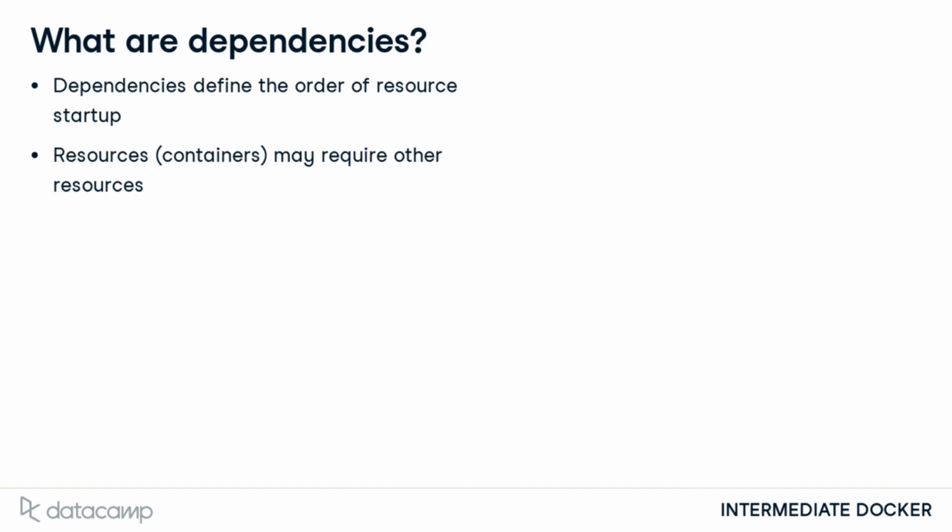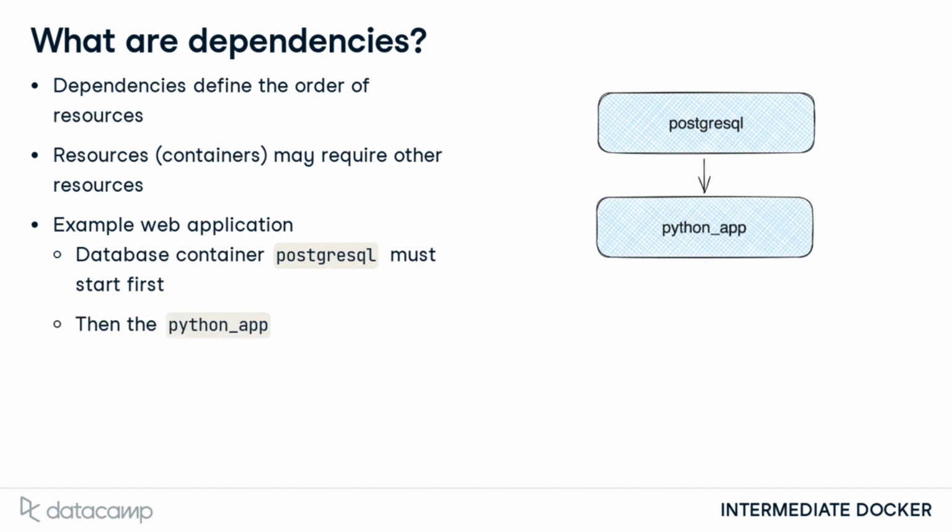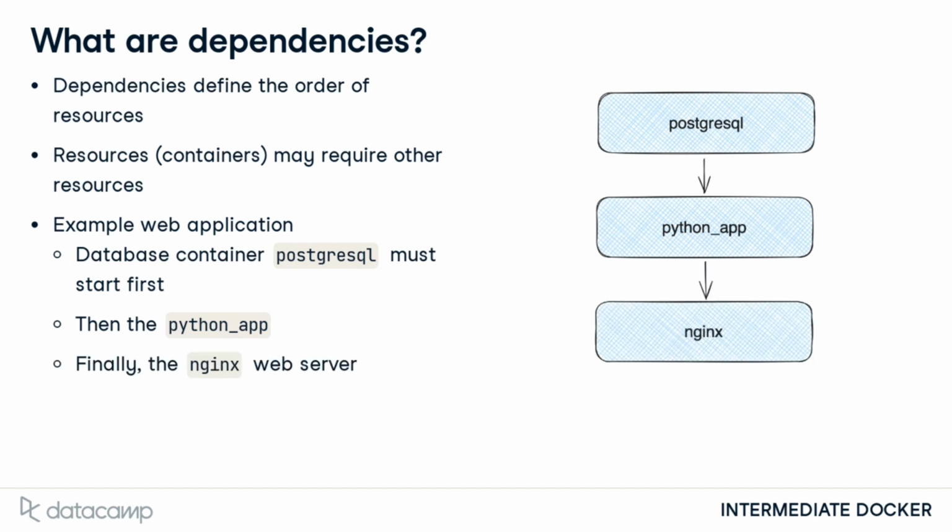Consider an example: a simple web application consisting of 3 resources. Our first resource is a database container running PostgreSQL, which must start prior to the others. Otherwise, the application will throw errors until the database is available. Next is the Python application that controls communications between the web and the database. Finally, the Nginx resource starts up the web server and actually serves the web content.